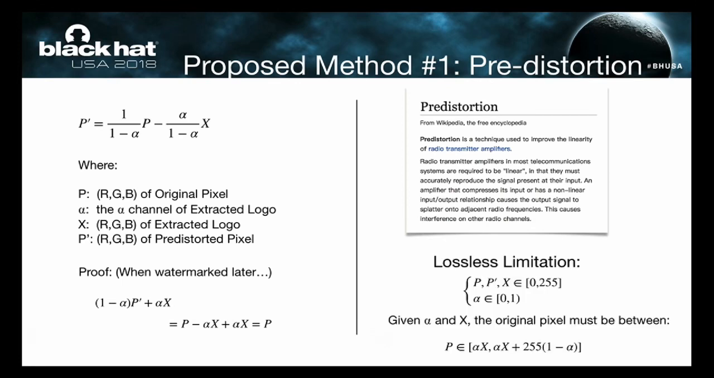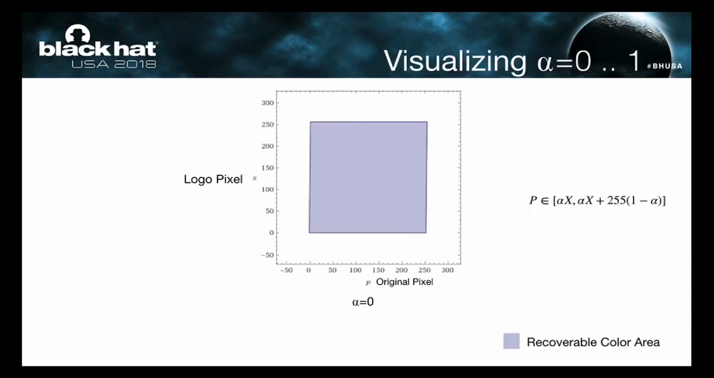And we want to give the lossless limitation, because each of the pixels must range from 0 to 255, and alpha should be between 0 and 1. So given an alpha and the x, the pixel must be between these bounds. And we want to visualize it. The horizontal axis is the original pixel, and the vertical axis is the logo pixel.